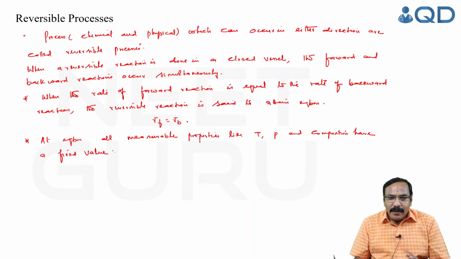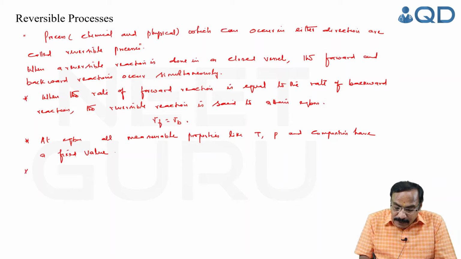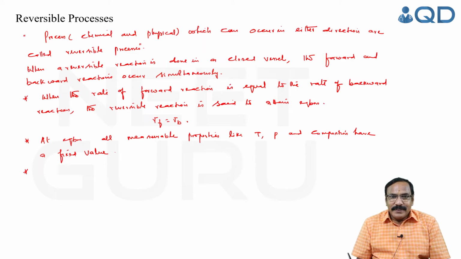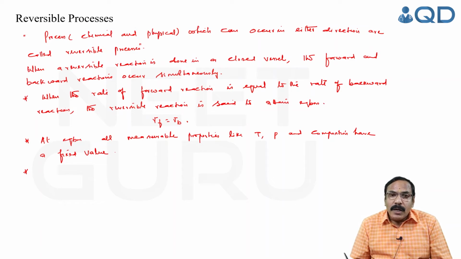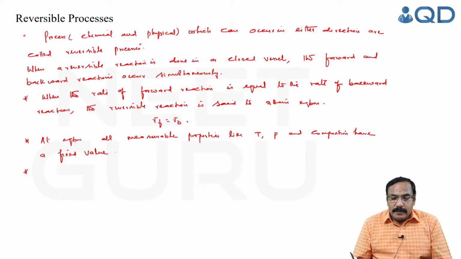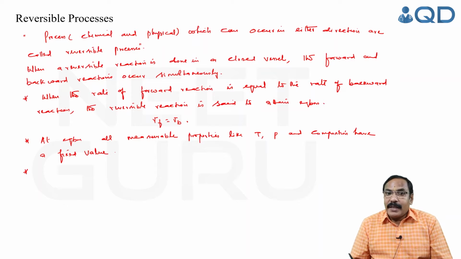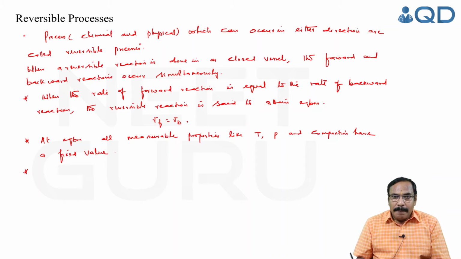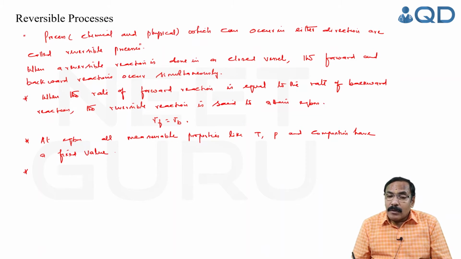Clear now? Very important thing: a catalyst has no effect on an equilibrium. It only helps to attain the equilibrium quickly. I repeat, a catalyst does not affect an equilibrium. It has no role on an equilibrium. It only helps to attain the equilibrium quickly.